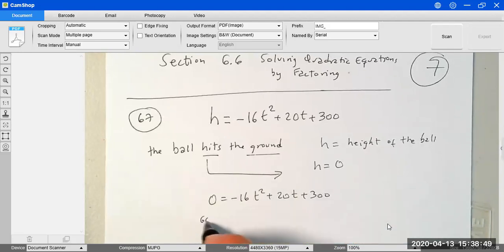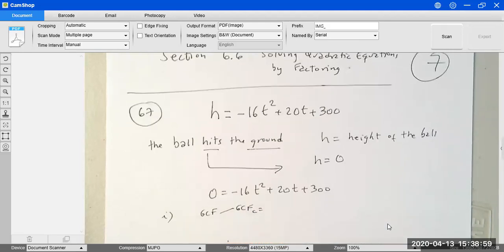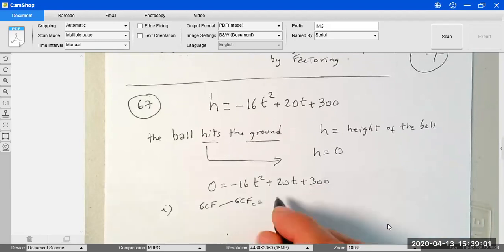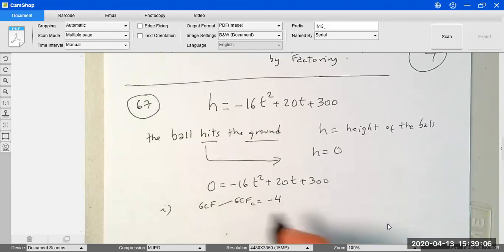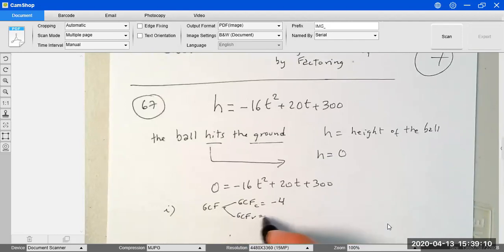What is the greatest common factor for this algebraic expression on the right hand side? For the coefficients, you can see here that the greatest common factor is going to be negative 4. So what is the greatest common factor for the variables?